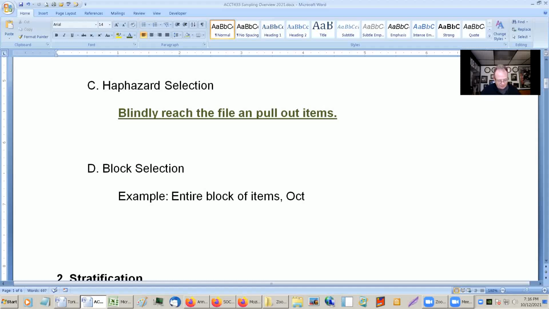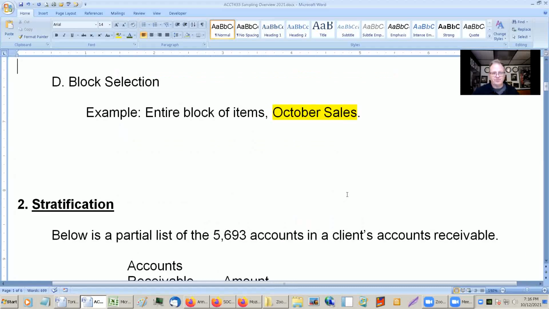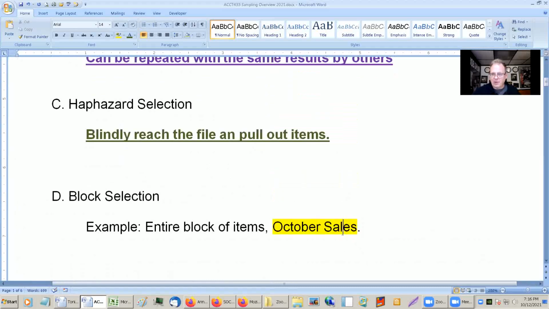Let's say October sales. So a block sample is when you take the entire block. For instance, you're going to test sales, and what you do is take all of the October sales. Now, obviously, there's problems with this one. If there's going to be a fraud, is it going to happen necessarily in October? No, right? It could happen anytime. So yeah, this is a bad one.